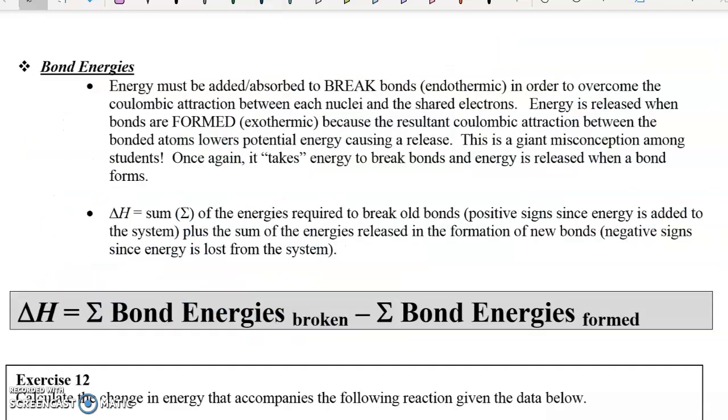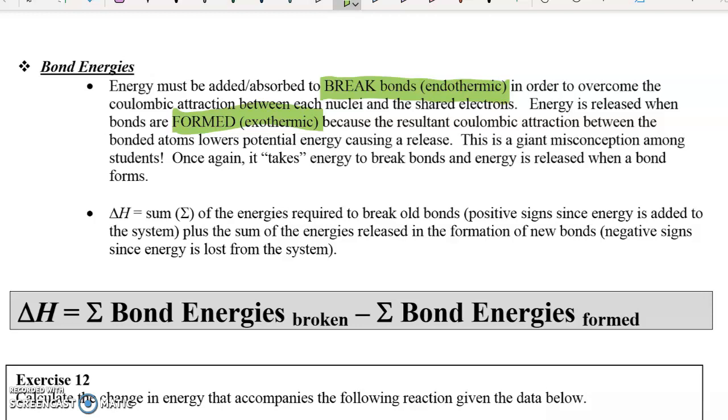Now we're going to move on to talking about bond energies. This is actually different than heat of formation that we've talked about before. The most important statement to catch here is that when you break bonds, that's an endothermic process, and when you form bonds, that's an exothermic process. So it takes energy to break bonds that already exist, and when a bond is formed, energy is released.